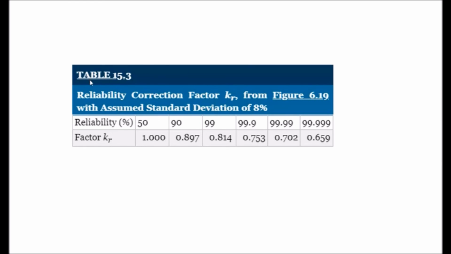So referencing back to table 5.3 in our textbook, our reliability correction factor K sub R. Again, this comes from figure 6.19, so you can go back to chapter 6 and reference that if you want, for an assumed standard deviation of 8%. So we look at our K sub R values. Again, we had a 0.29 and a 0.3, so we're maxed out way over here to the right. So we have a reliability factor of 99.999%.